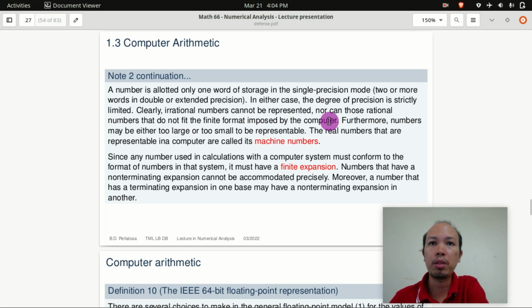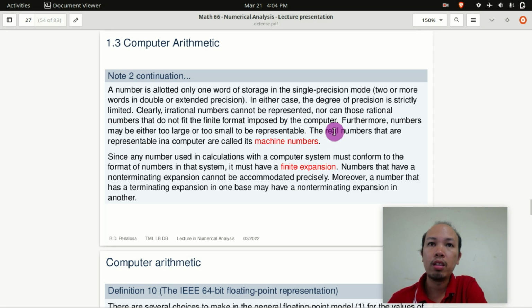Furthermore, numbers may be either too large or too small to be representable. But there may be errors that will come out later, true only up to 8 digits or maybe 15 digits. So let's discuss that one later.